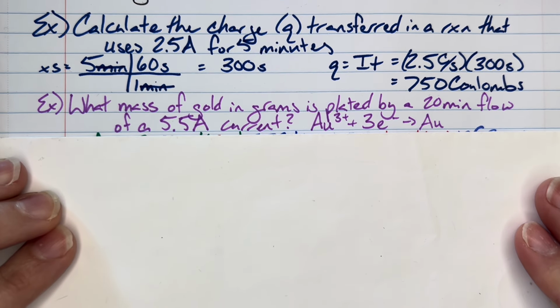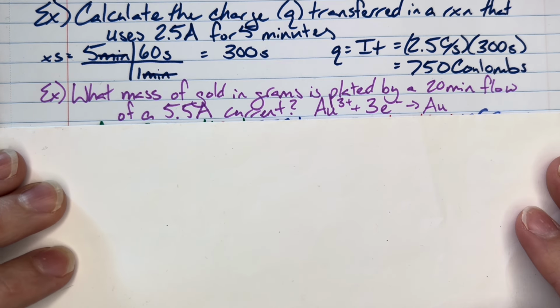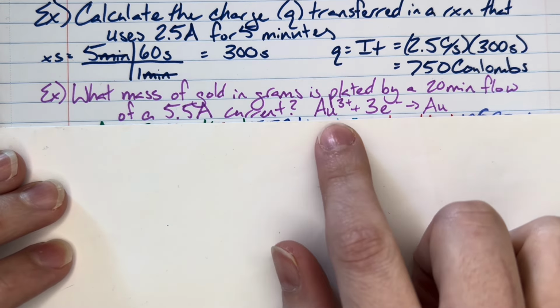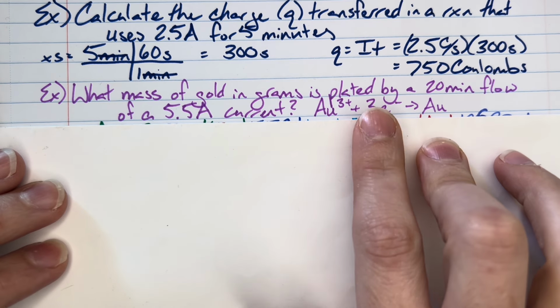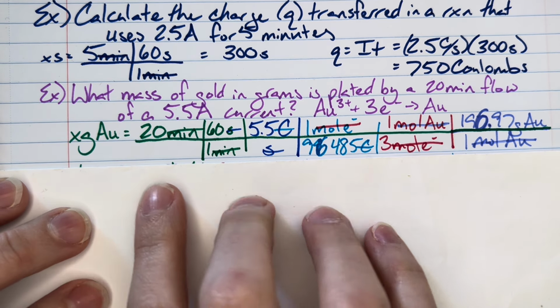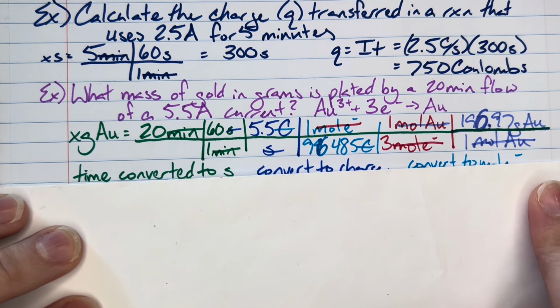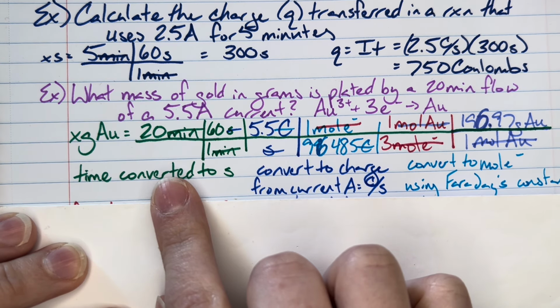I can also ask what mass of gold in grams is plated by a 20-minute flow of a 5.5 amp current, and then I have the stoichiometric balanced equation there for the gold. I can see that I have 3 electrons per 1 gold here. So I can set this up completely via dimensional analysis, and I have my explanation of what I'm doing with each of these steps.